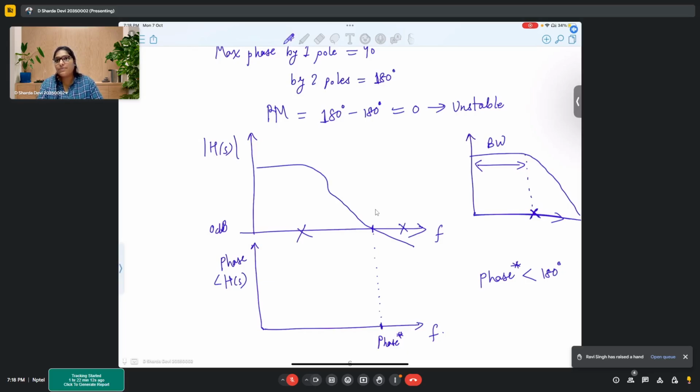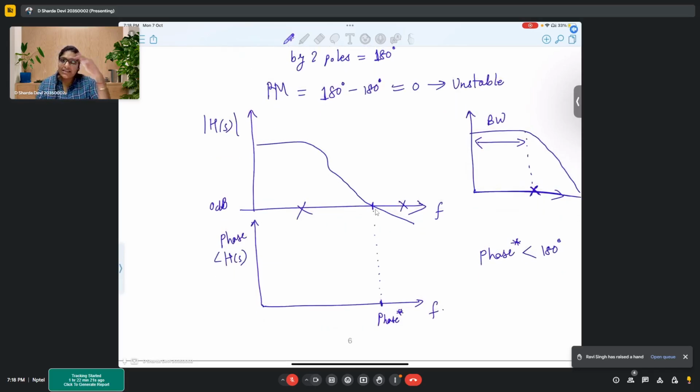Crossover happens because of the drop that appears due to the presence of a pole. If there is no pole in your system, then it will be a straight line, right? So definitely there would be at least one pole present before your crossover frequency.